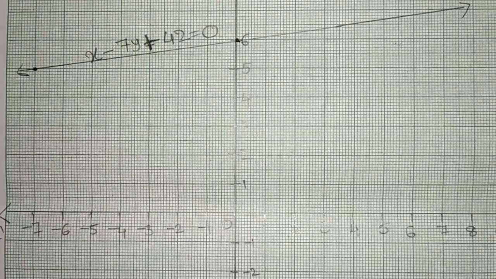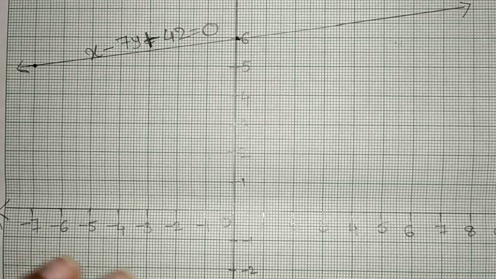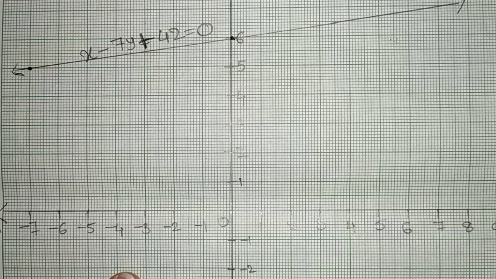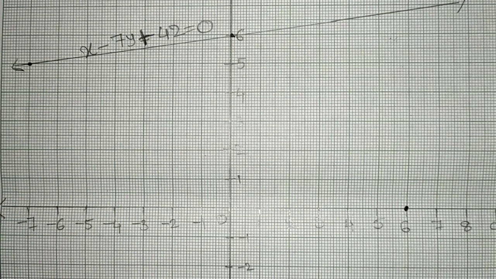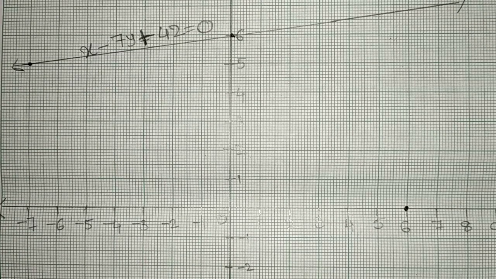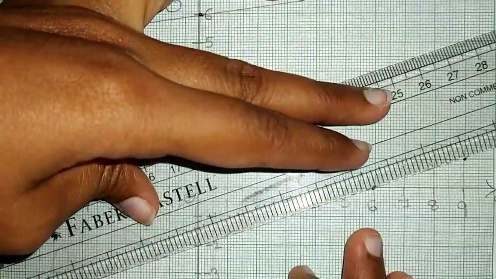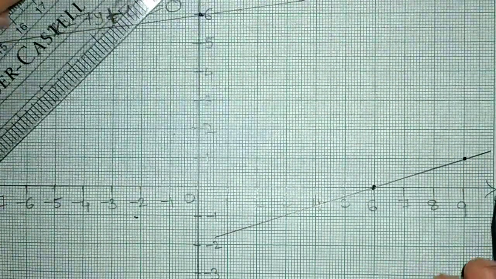Similarly, for the second equation, the points were x is equal to 6, y is equal to 0. So when x is equal to 6, y is equal to 0, this is the point on x-axis. And when x is equal to 9, y is equal to 1. This is the second point. So now let us draw the line. So this is the second line.